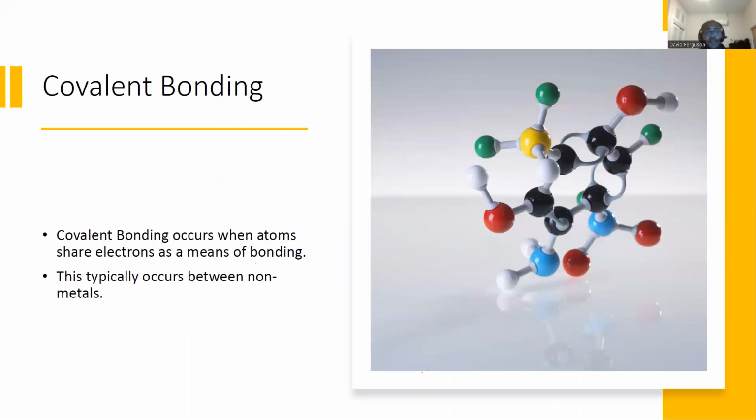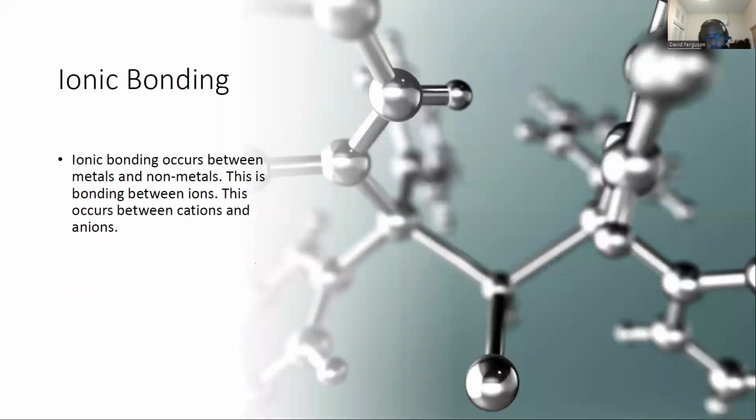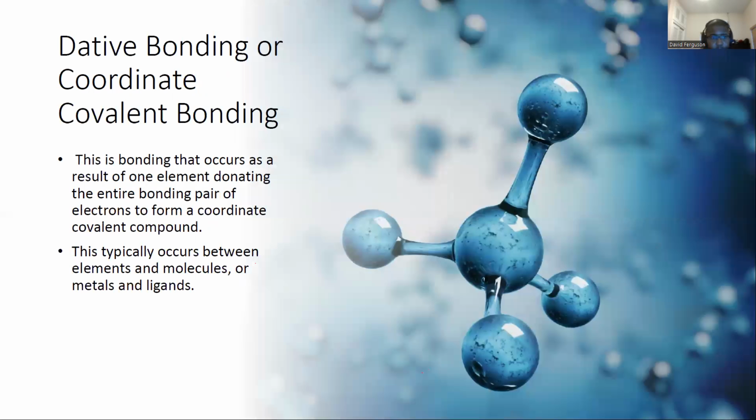Covalent bonding occurs when atoms share electrons as a means of bonding. This occurs between nonmetals and nonmetals. Ionic bonding occurs between metals and nonmetals. This is bonding between ions, cations and anions. The Born-Haber cycle gives us a method or a description as to how that structure is formed, how the ionic compound is formed. We discussed that in previous lectures. Dative bonding occurs when one element donates the entire bonding pair of electrons to form a coordinate covalent compound. Typically occurs between metals and ligands.